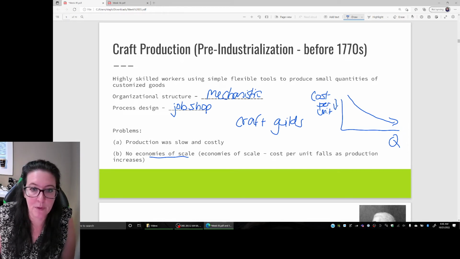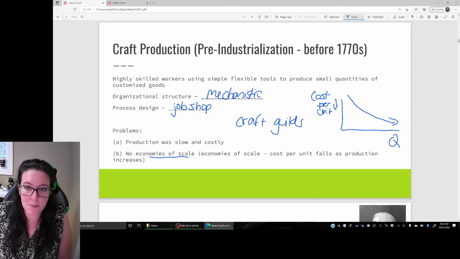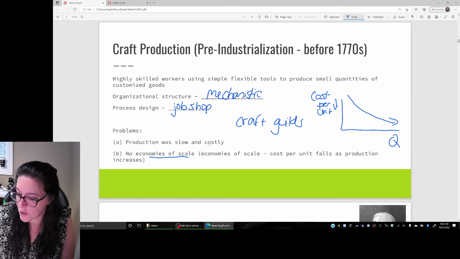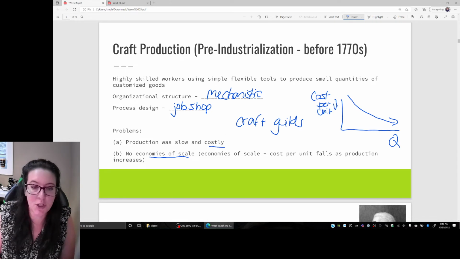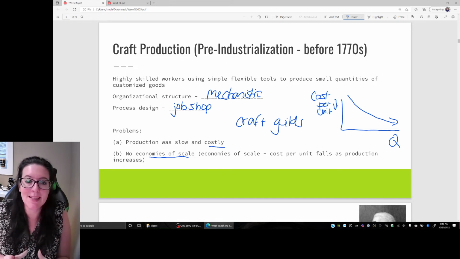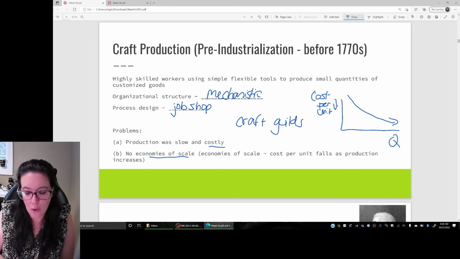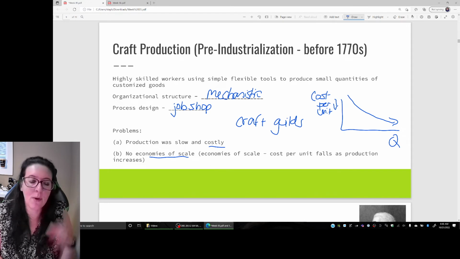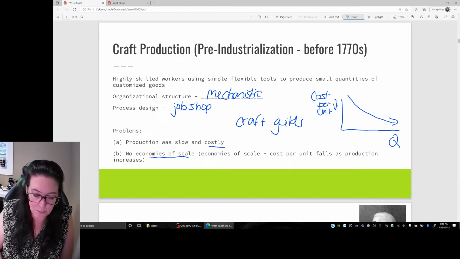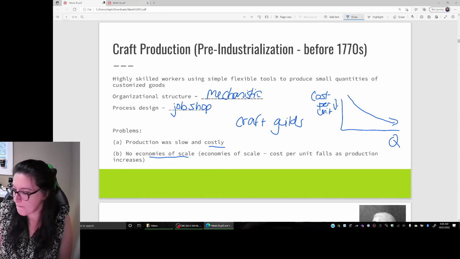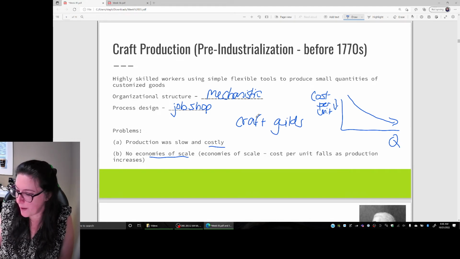go down. With the job shop design in this craft production, it's costly production because of the uniqueness of each unit for each customer. So you don't have the cost savings that comes from producing large quantities. So that's going to lead us into the Industrial Revolution period.